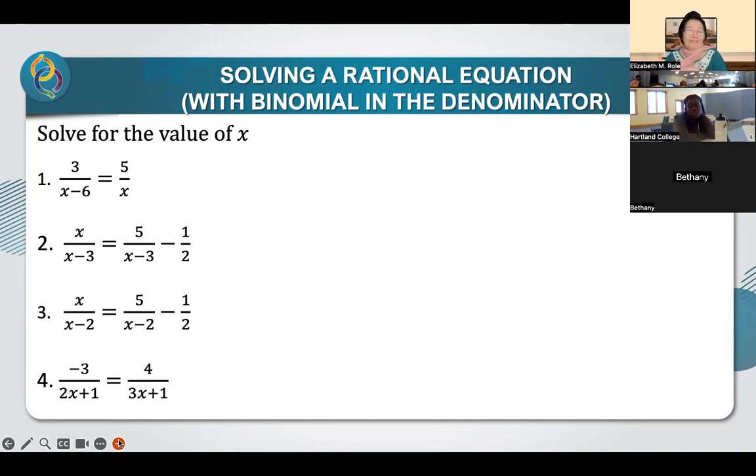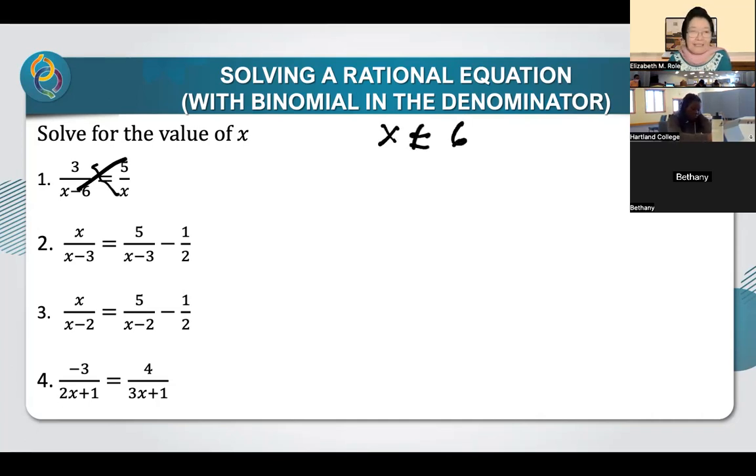So we now have a binomial. One nice thing, especially for number 1, is that you know that x minus 6 and x don't have any common factors. So just knowing the principle, the easiest way to do it is what we call cross multiplication. We cross multiply. But here, we can do that only if x is not equal to 6.